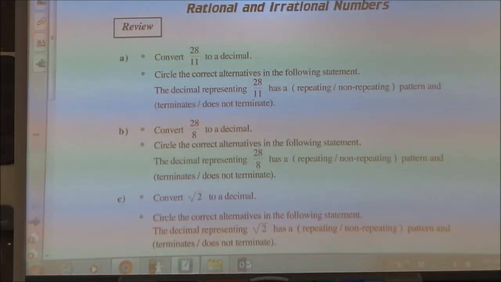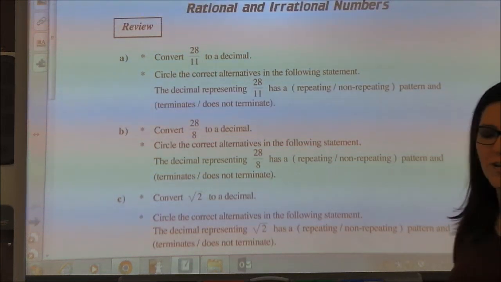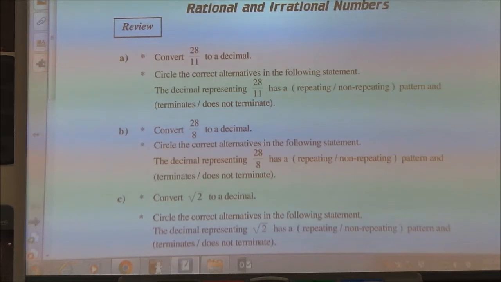Okay, so we're going to look at lesson number 3, which is a review of rational and irrational numbers. I'm going to push through this lesson quite quickly. If you have the fraction 28 over 11, how do you convert that to a decimal? Do that for me. 28 divided by 11, what do you get on your calculators?